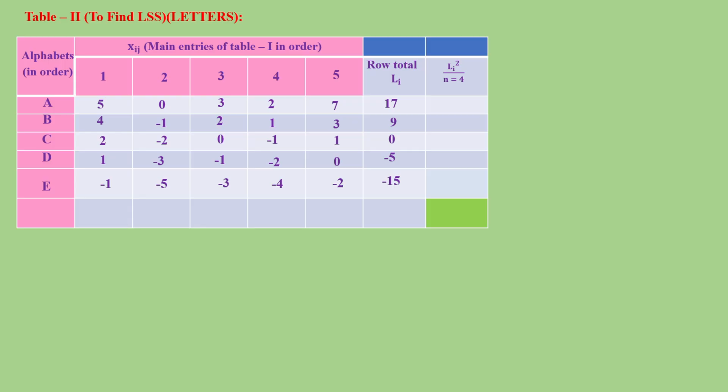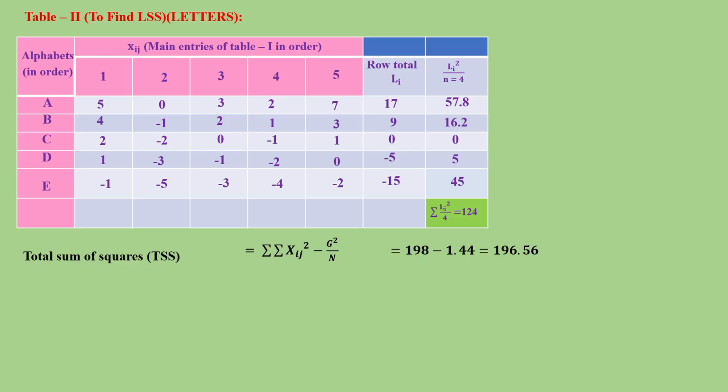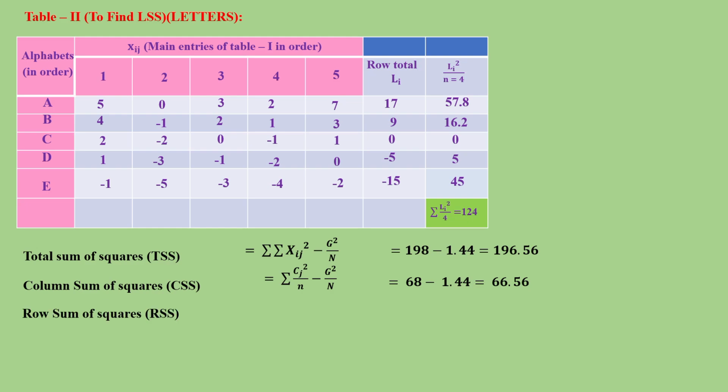N is equal to 5 here, not 4, right? So 57.8, 16.2, 0, 5, 45. So total summation Li square by 5 is equal to 124. So total sum of square is 996.56 from the previous table. Column sum of square 66.56, row sum of square 2.16, letter sum of square, this is from this table, right?